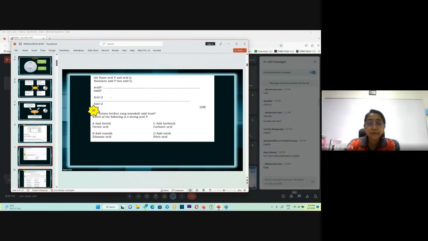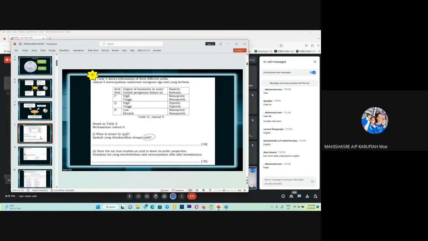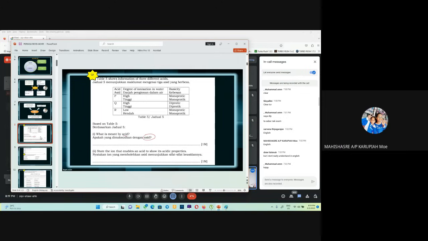Now go for this. Namakan acid P, namakan acid Q. Now I go back to the table. Who wants to try? You can try it out. Acid P, hydrochloric acid. Mengapa you kata P, hydrochloric acid? Because it has a high degree of ionization.